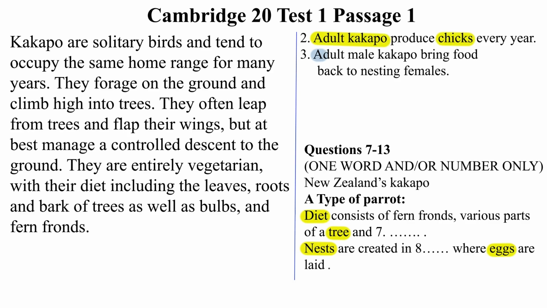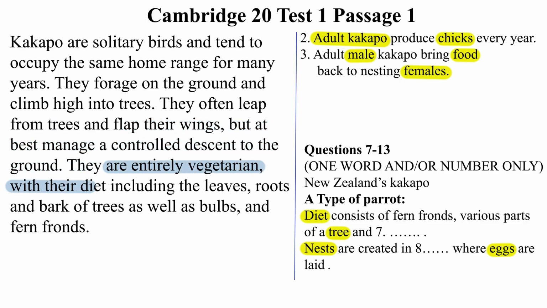So take a look at question number 3. Adult male kakapo bring food back to nesting females. Here the search words are male and female, and the target is bring food to female. Kakapo are solitary birds and tend to occupy the same home range for many years. They forage on the ground and climb high into trees. They often leap from trees and flap their wings, but at best manage a controlled distance to the ground.